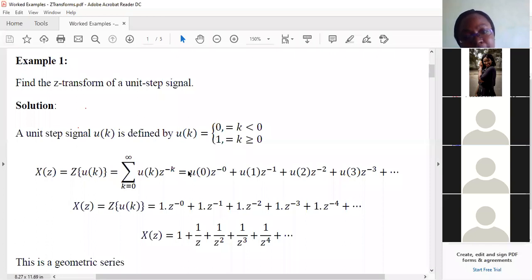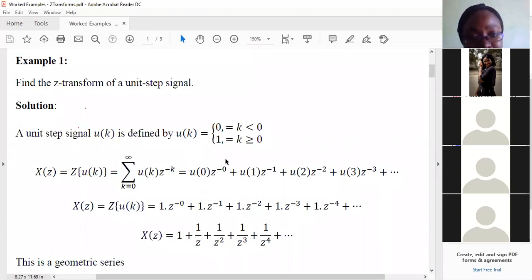for this part, we just simply expanded out this summation. So it sums from 0 to infinity. So that's why we have this dot, dot, dot. The next one was supposed to be u of 4 z to the minus 4. So that's why you have it here.